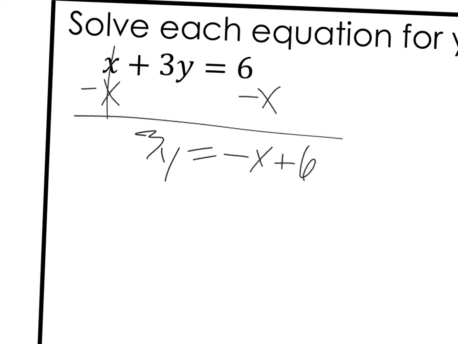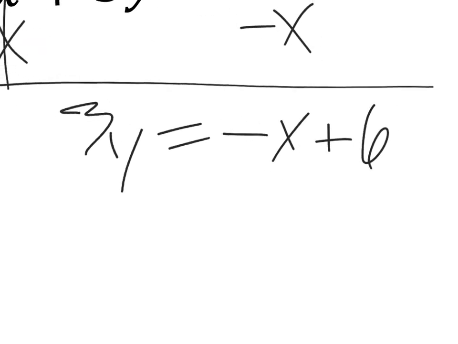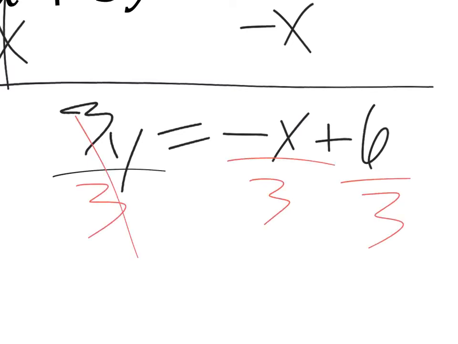How do I get rid of the 3? Well, they are married, or multiplying together. 3y means 3 times y. They're married together, so the only way to split up a married couple is to divide them. So I'm going to divide by 3. In my other videos, I said it better, but I say it a lot. So 3y over 3, that cancels.